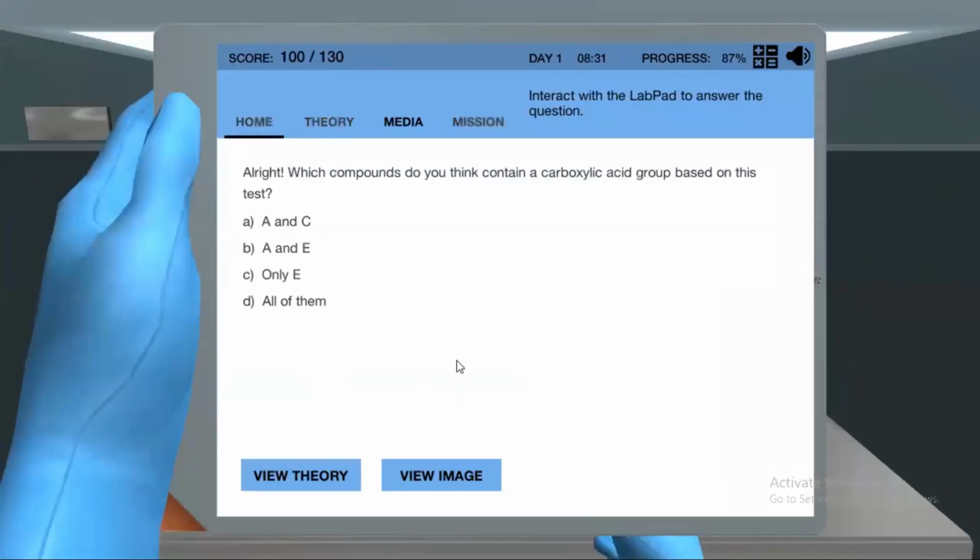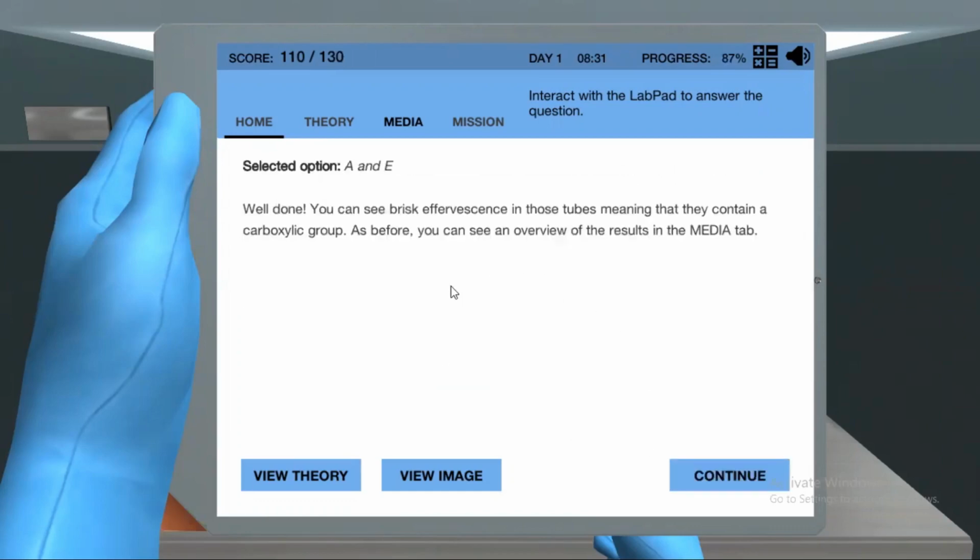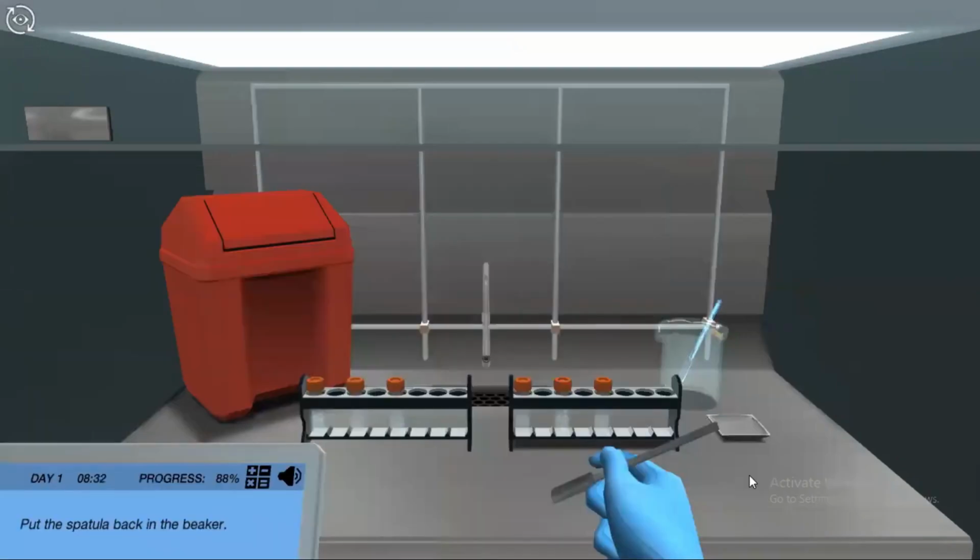Alright, which compounds do you think contain a carboxylic acid group based on this test? Well done. You can see brisk effervescence in those tubes, meaning that they contain a carboxylic group. As before, you can see an overview of the results in the Media tab. Put the spatula back in the beaker.